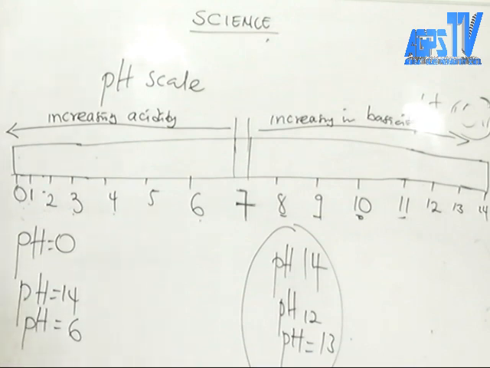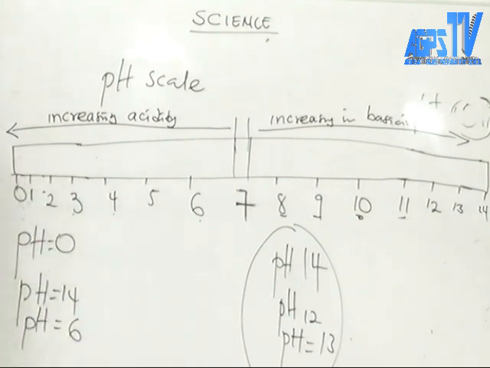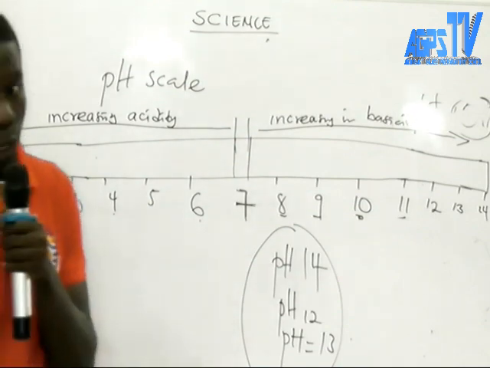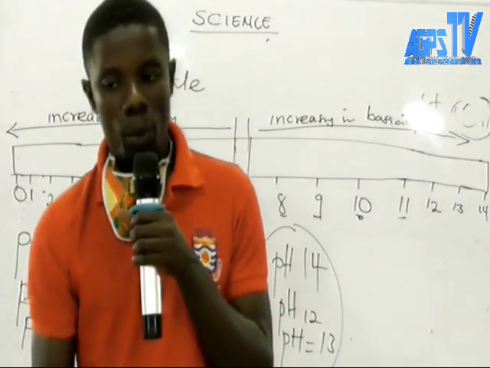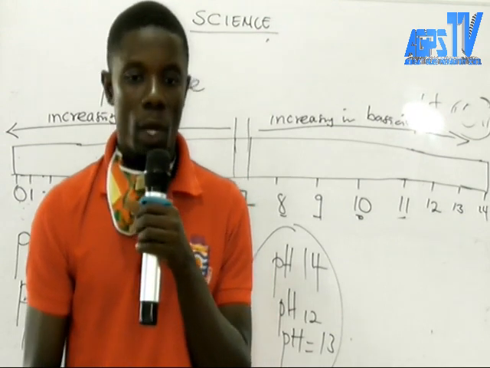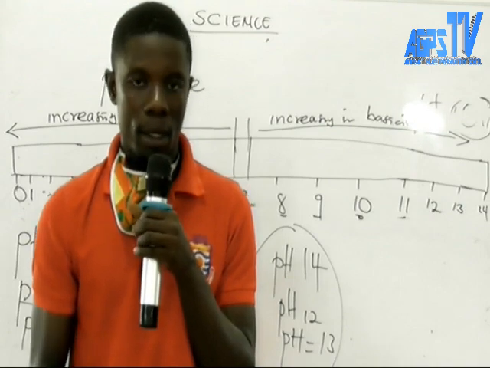So if a solution is having a pH of 0, it means that solution is strong acid. If the solution is having a pH of 14, it means that solution is what? Strong base. If the solution is having a pH of 6, it means that solution is weak acid. You have to know all these things. They can trick you because understanding the question is part of the examination. So they can put the question in any form. So you have to be prepared to answer any question concerning acid and base.